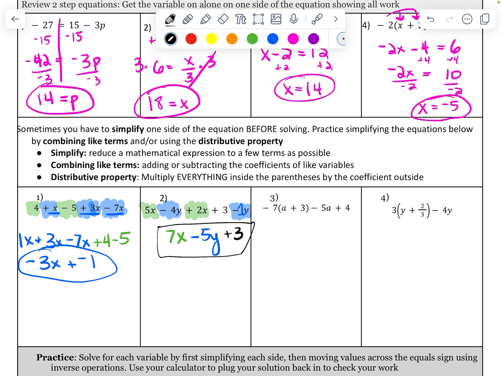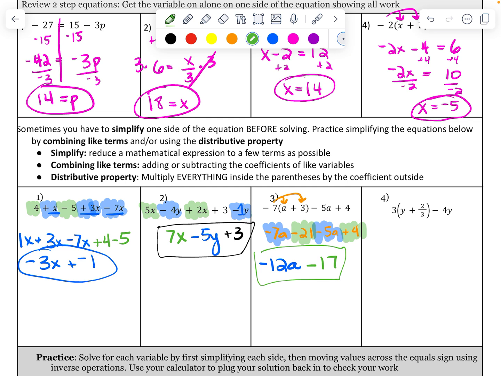Alrighty, we have some like terms, but first we have to distribute. Okay, so negative 7a minus 21 minus 5a plus 4. We don't need to multiply times the 5a and the 4 because they are not inside those parentheses. Here we go, my like terms. Negative 7a, negative 5a, negative 21, and positive 4. So that ends me with negative 7 and negative 5 is negative 12a. And then negative 21 and positive 4 is going to be negative 17.